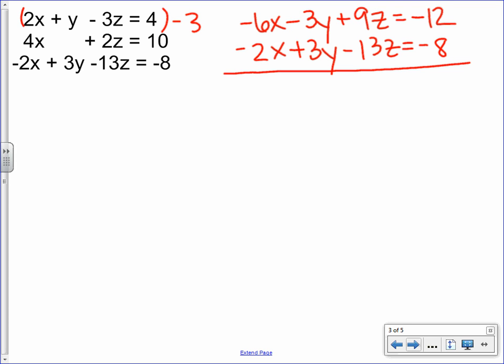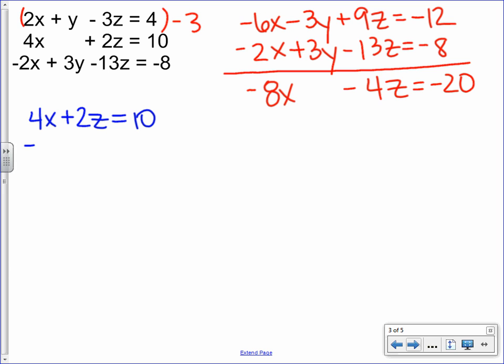What do we get? Minus 4z equals -20. So now what we can work with is we have 4x plus 2z equals 10 and -8x minus 4z equals -20. Now let's solve this one.